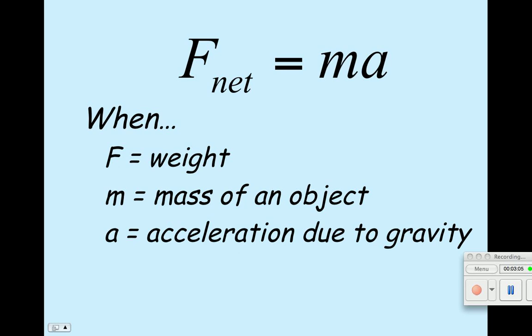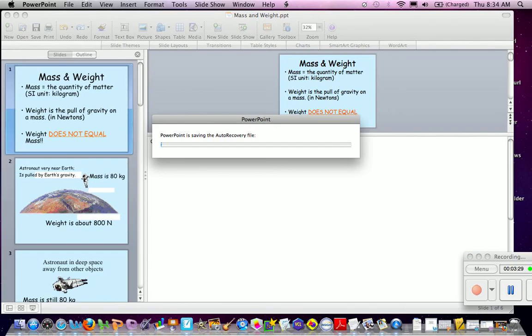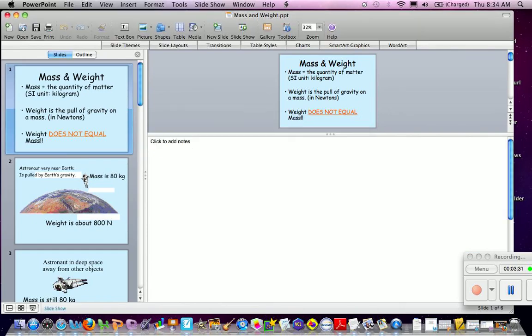If the force that you're talking about is weight, then m stands for the mass of the object and a stands for the acceleration due to gravity. So I can rewrite this Newton's second law equation into a new equation that I can use to figure out the weight of something. Weight is equal to the mass of the object times the acceleration of gravity on that object.